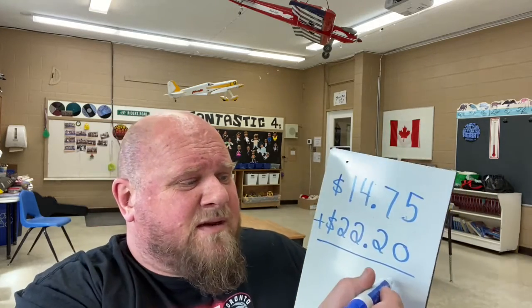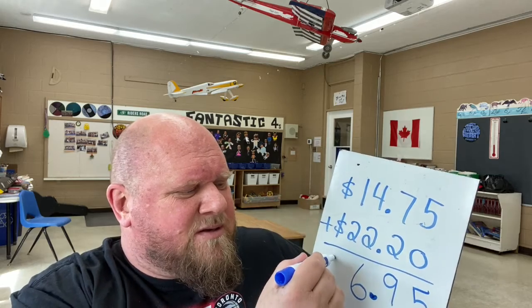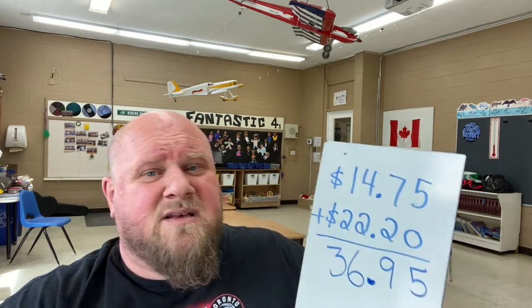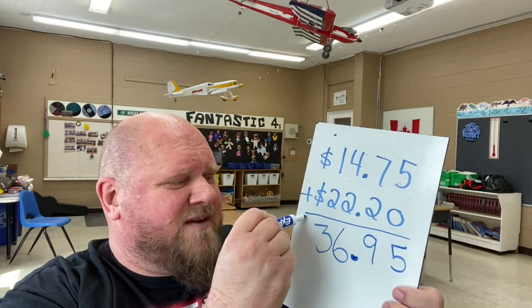So let's start over here like normal. 5, 9. Then we put the decimal right here, just straight down below. 4 plus 2 is 6. 2 plus 1 is 3. So altogether we have $36.95.